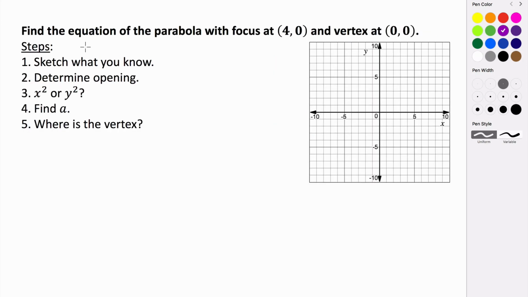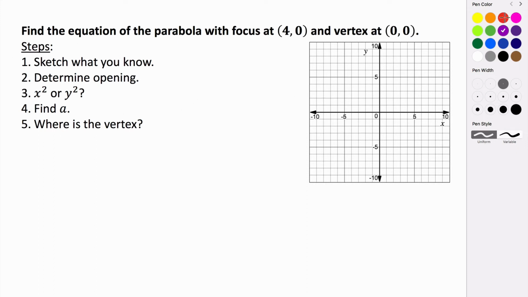So for this example, we want to find the equation of a parabola that has a focus at 4, 0 and a vertex at 0, 0 at the origin. So first we need to figure out what kind of parabola this is. Is it one that opens up and down, the x squared variety, or is it one that opens left and right, the y squared variety? To help us do that, we're going to sketch what we know.